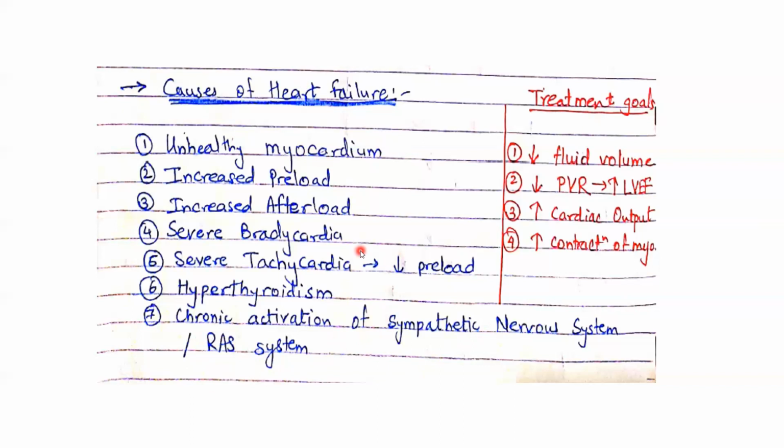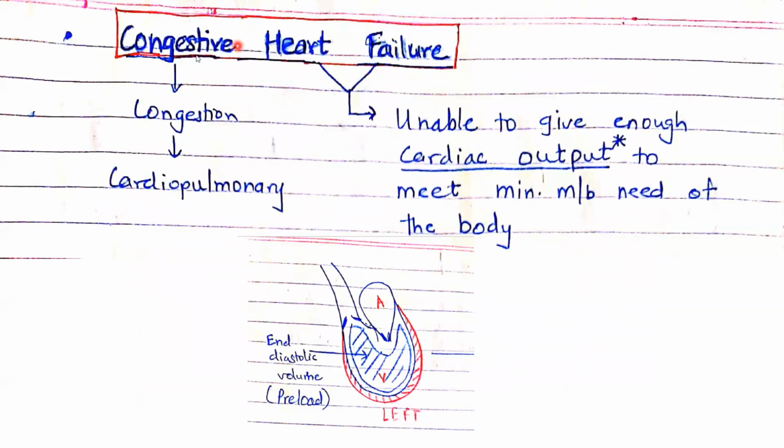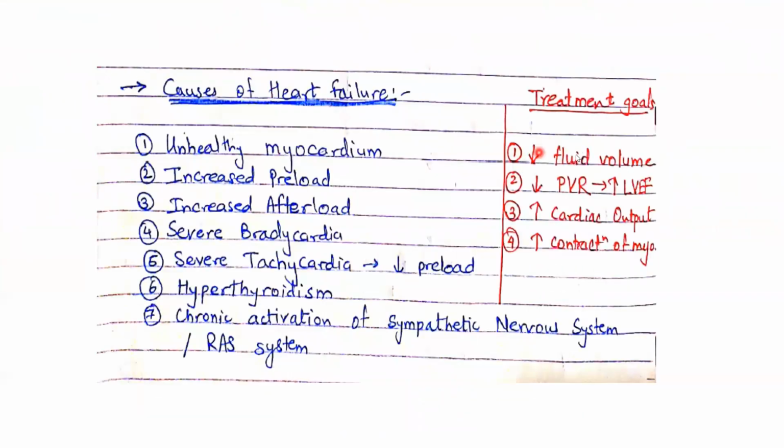So with this background, what would be your treatment goals? Okay. With unhealthy myocardium, would you try to increase the contractility of myocardium? Will it help? Yes, of course it will help. If I increase the contraction ability of the myocardium, my ejection fraction will go up, my cardiac output will go up. Now, if you remember the congestive, right? So congestive heart failure. So do I need to handle the congestion also? Yes, I do. So I can decrease the fluid volume of the body. That can be my one treatment goal.